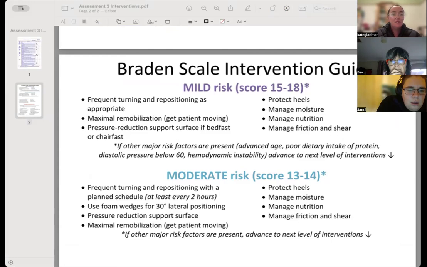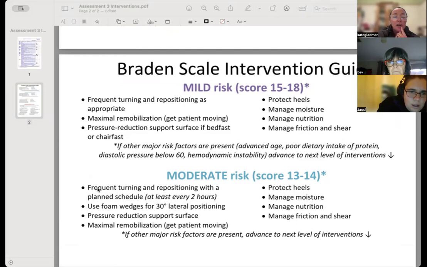So let's say for this instance that you're like, yep, patient is an advanced age. Let's put some more interventions in place. Frequent turning at least every 2 hours. So you're going from backside, side to side every 2 hours. Using foam wedges, not really common anymore. Usually just use pillows. Pressure reduction, support surface, maximal mobilization depending on what the patient's in for. Protect heels, manage moisture, nutrition, manage friction and shear.